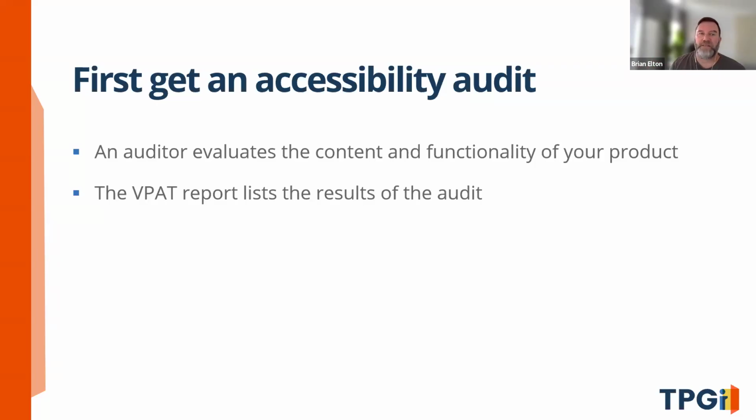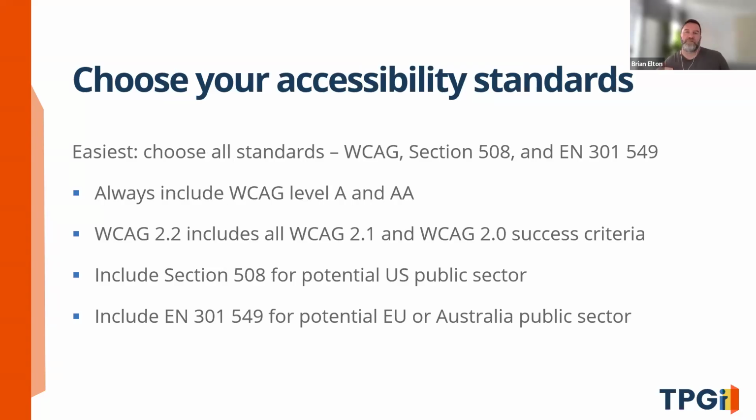The VPAT ultimately is a report on the results of this audit. There's a lot more that goes into it because it's not just necessarily WCAG. You get more to fill out if you're doing the other sections, but it all starts with this audit on your website. So when you're doing an audit, what are the parts of creating or getting an audit performed?